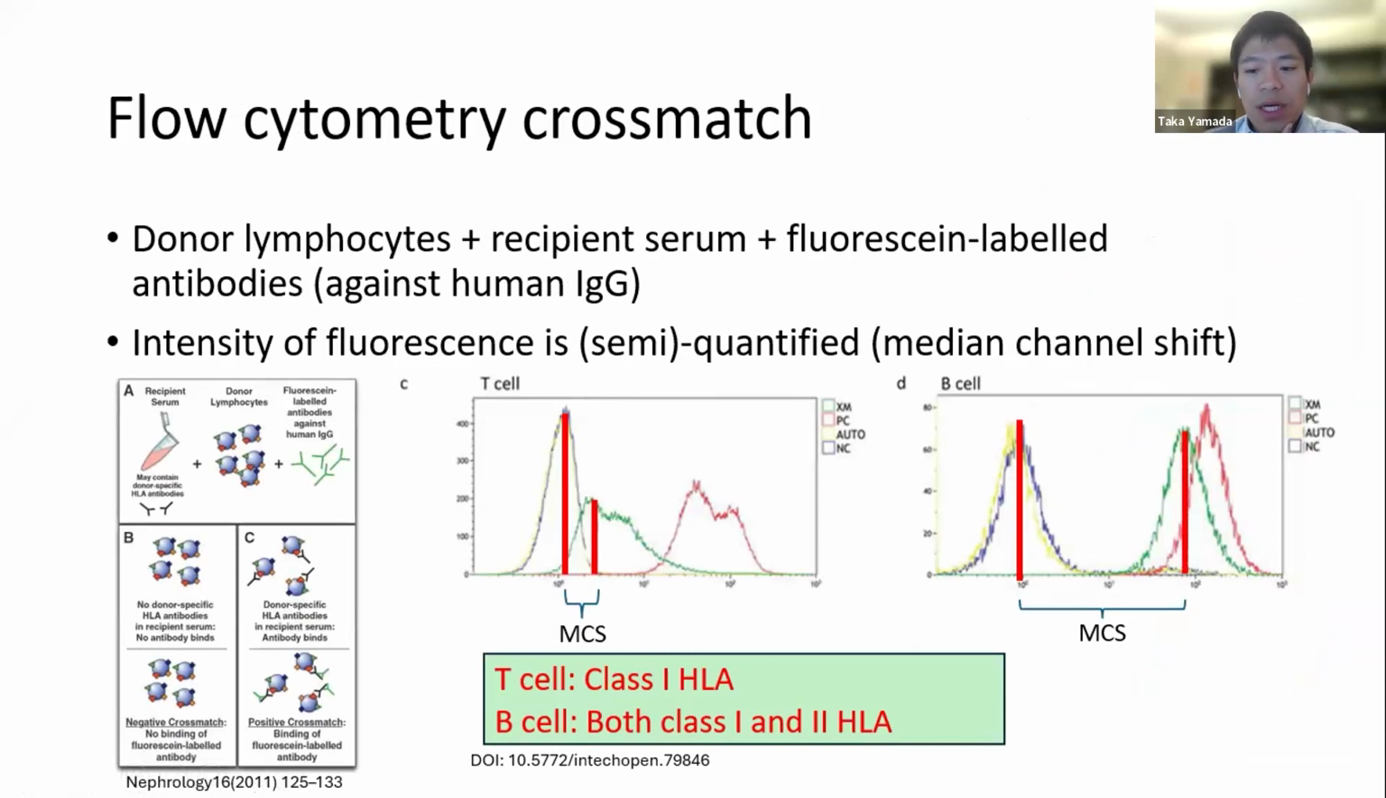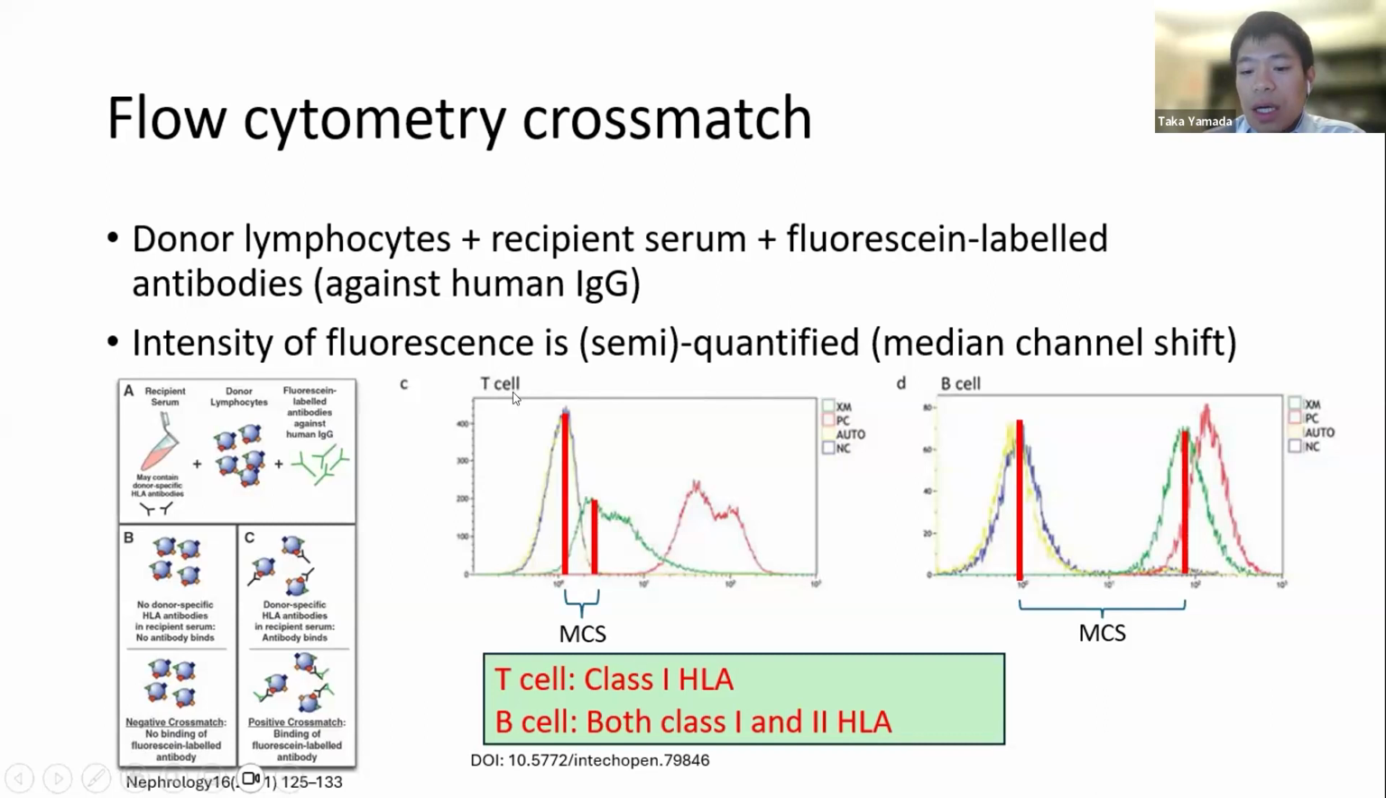But CDC crossmatch has limited sensitivity and specificity. Now we use flow cytometer crossmatch as a standard. Flow cytometer crossmatch is performed using the same initial base ingredient as CDC crossmatching. So donor lymphocytes are separated into T cells and B cells, and then recipient serum is added to the donor lymphocytes.